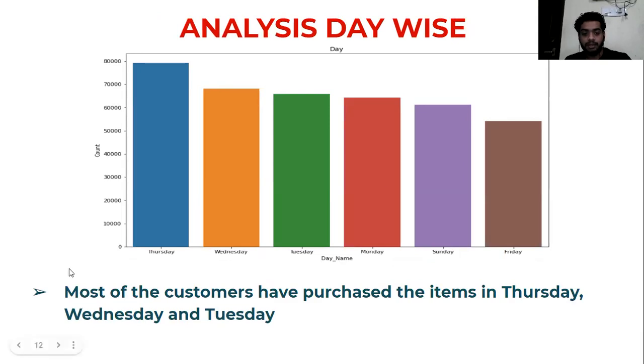So most of the customers have purchased the items on Thursday, Wednesday and Tuesday. It did not relate to the weekend-based column, because basically the sales are high on weekend days, but it's based on a wholesaler company, so it did not reflect that in the general and common things in our graph.